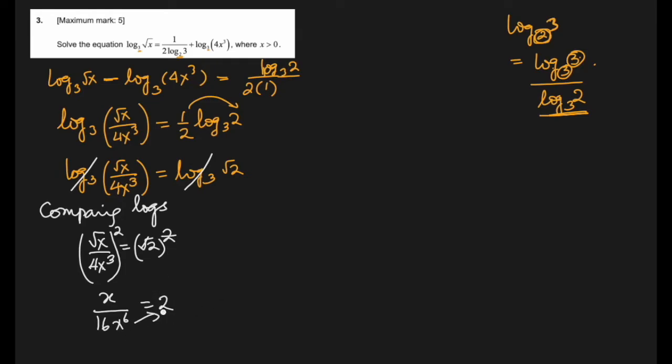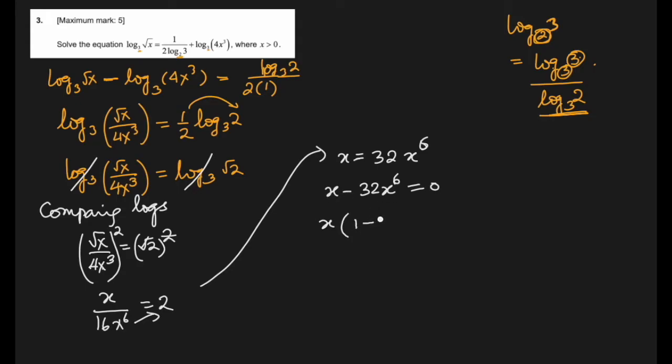Cross multiply again. So what are we left with? X equals to 32 x to the power 6. Alright, I can divide both sides by x and I get one of the answer, but I will lose one of the answer. Never cancel them like this. Bring everything to the other side. X minus 32 x to the power 6 equal to 0, because they have something in common. If you do not take care of it, you will lose one of the answers. So I'll take x common from these two now. It becomes 1 minus 32 x to the power 5 equal to 0, because one of the x's is out.